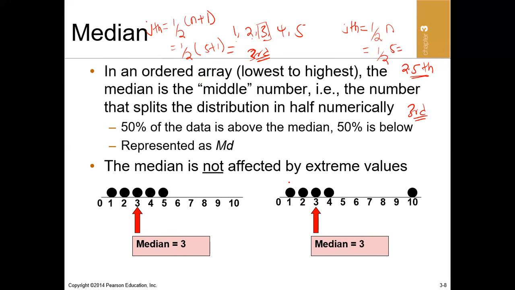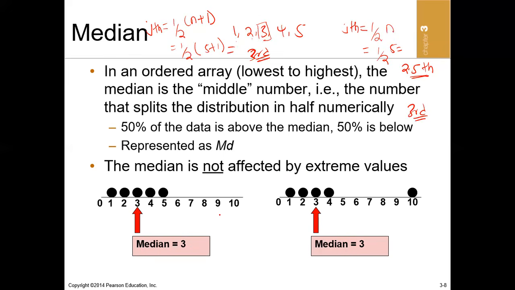Now, one thing I want you to know is that median has a very good quality. One quality of the median that makes it very good is that median is not affected by extreme values. Median is not affected by extreme values. Let me give an example.